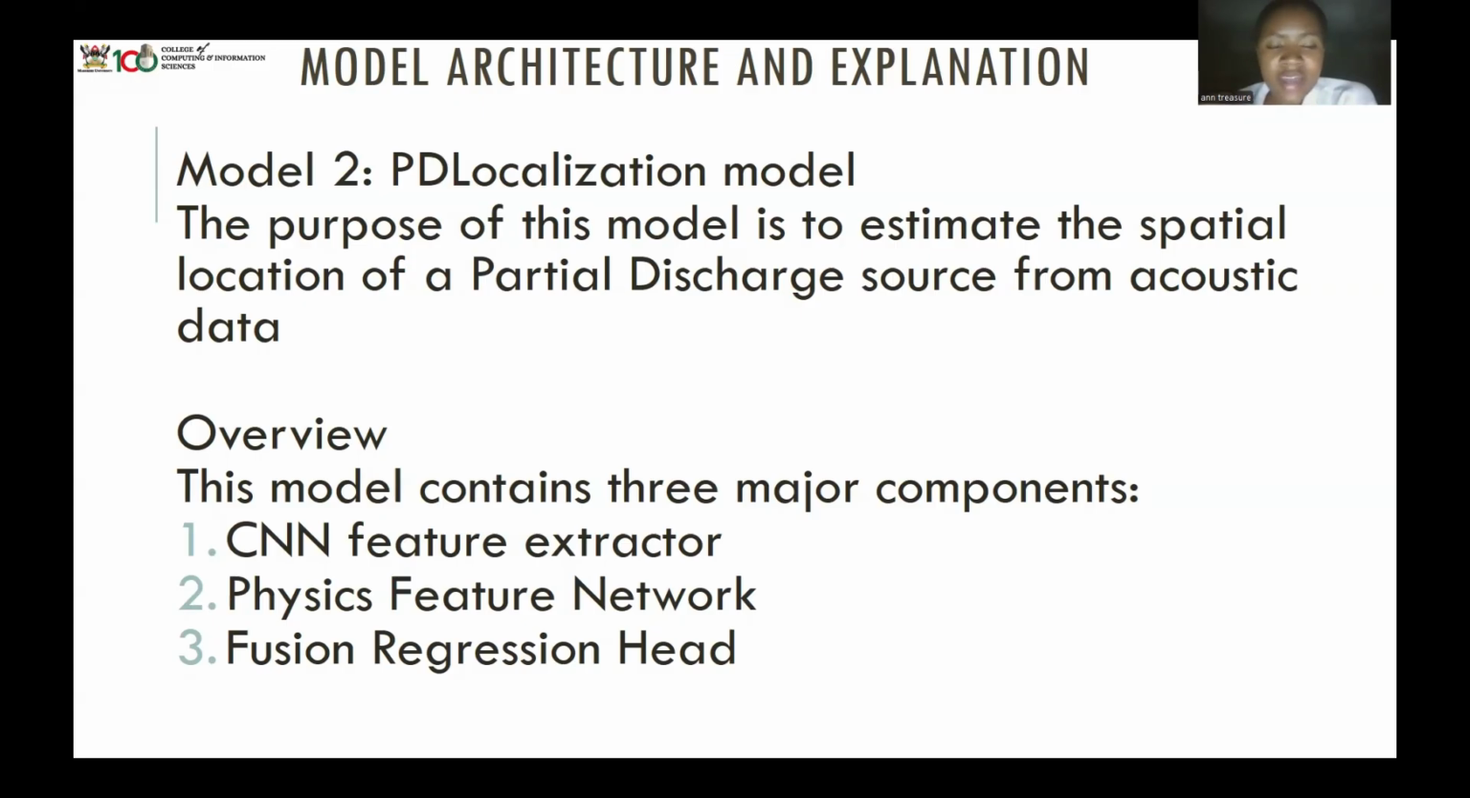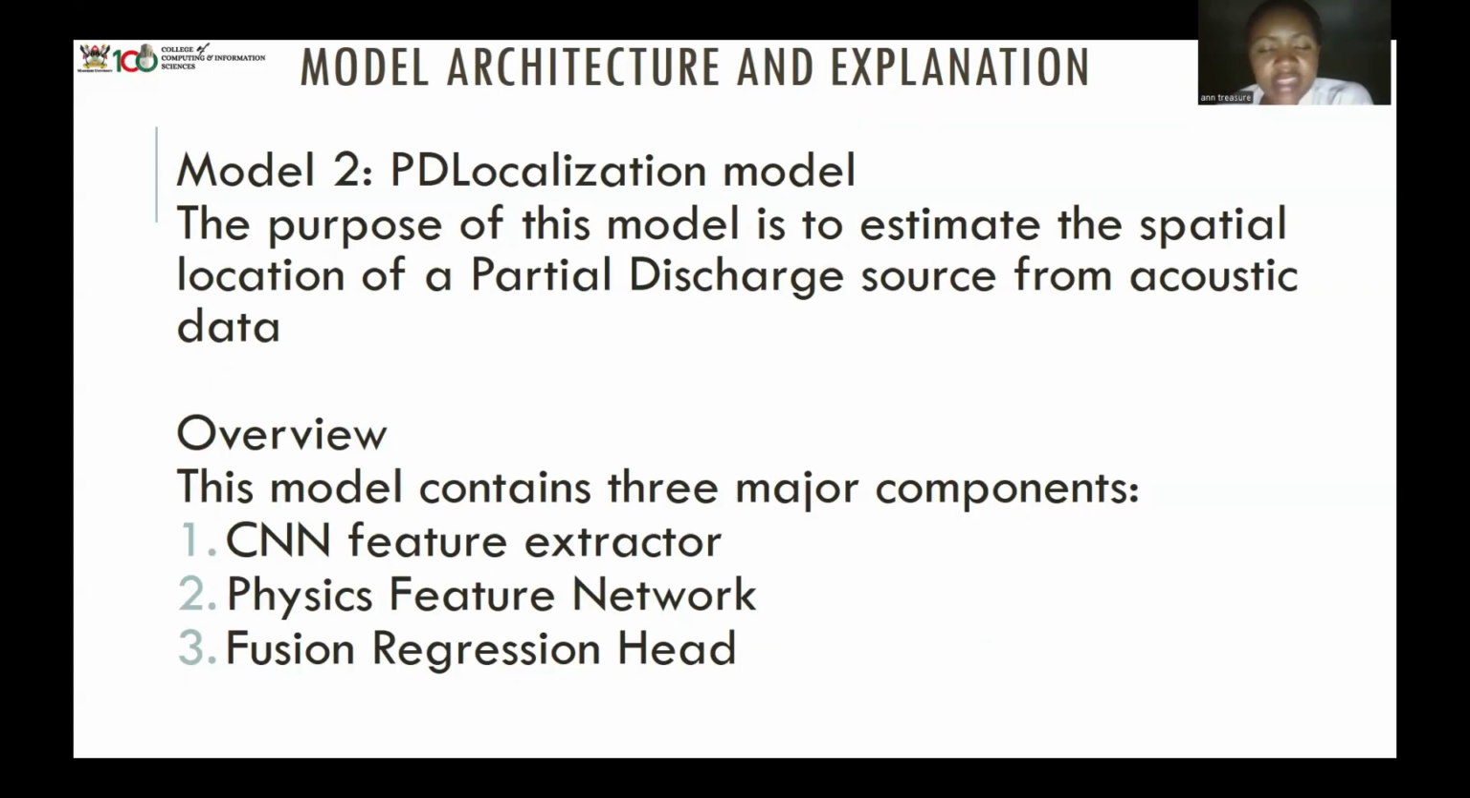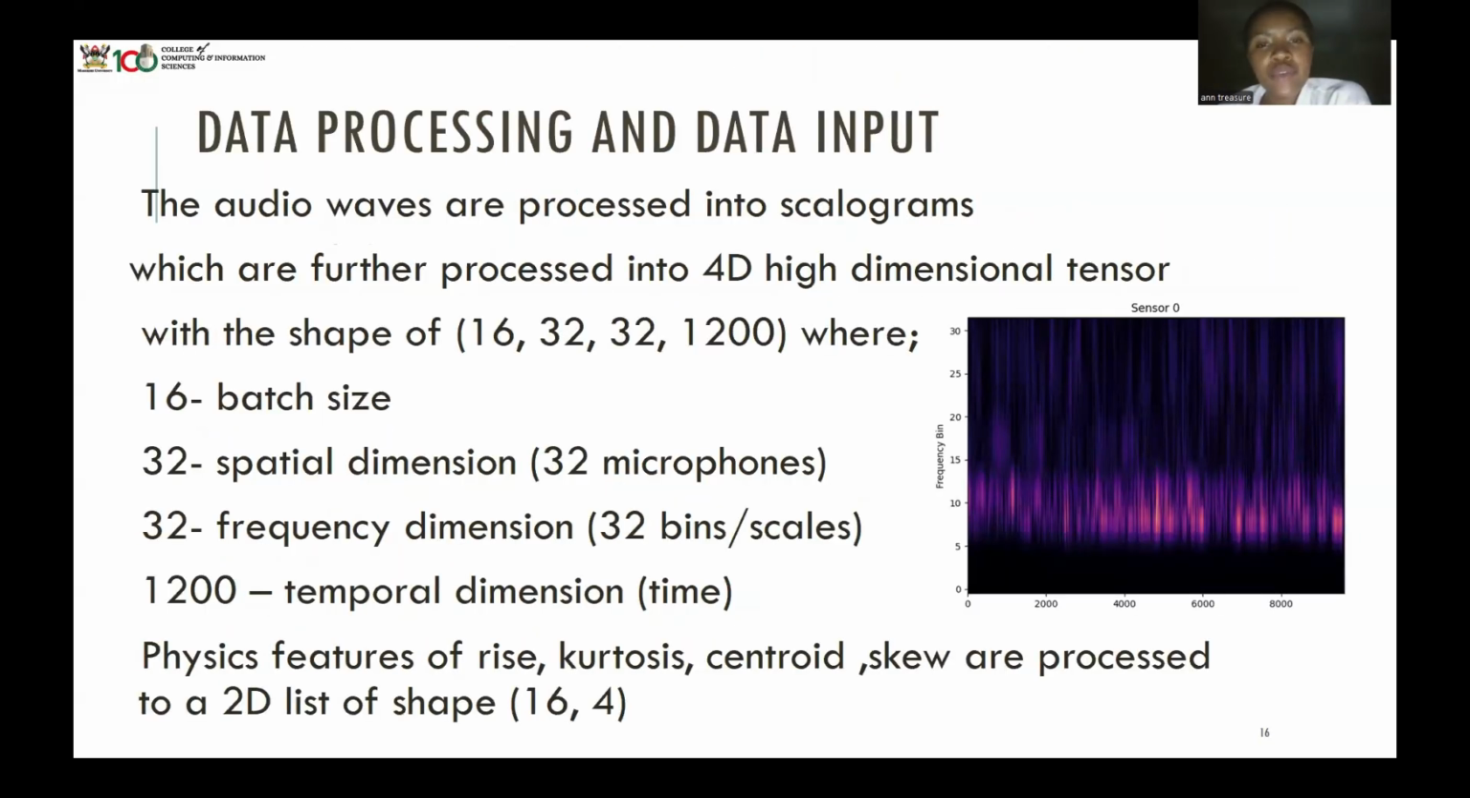And then the third branch was the fusion regression head, whereby these features were then concatenated, and then we're able to get a particular number or particular coordinates. So this time we're predicting coordinates. So the audio waves are then processed into scalograms, which are processed into 4 high-dimensional tensors. So remember, initially, the first model had 5 high-dimensional tensors, but this time we're looking at 4 high-dimensional tensors.